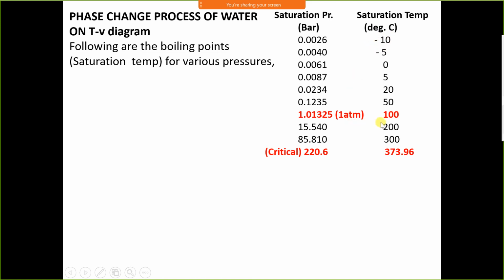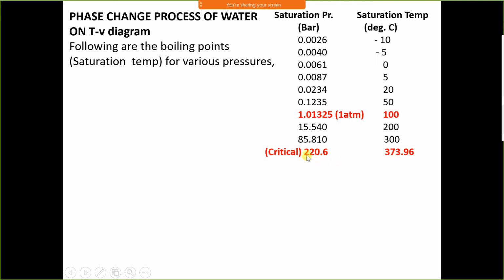If you want to boil water above 100 degrees Celsius, then you have to increase the pressure. If pressure is 15.54 bar, then water will start boiling at 200 degrees Celsius. If pressure is 85.81 bar, then water will start boiling at 300 degrees Celsius. Now, this is a critical condition: 220.6 bar and 373.96, the critical pressure and critical temperature.